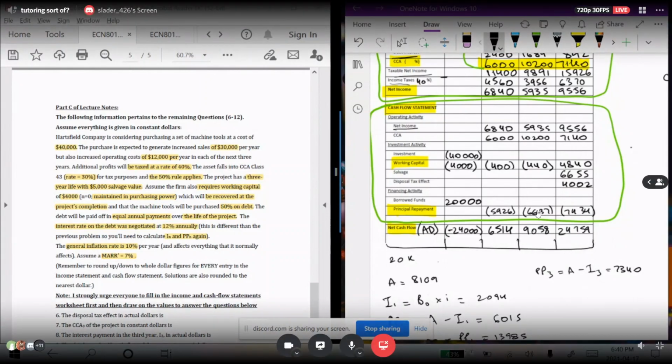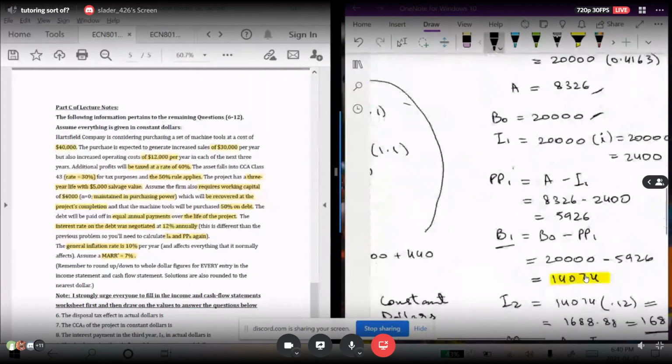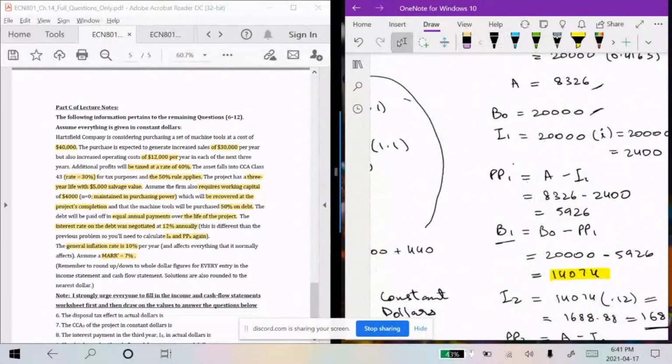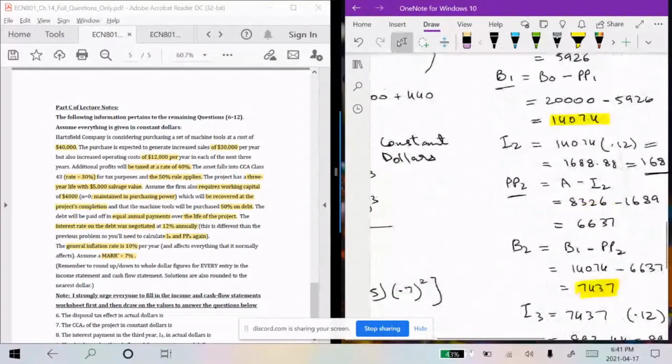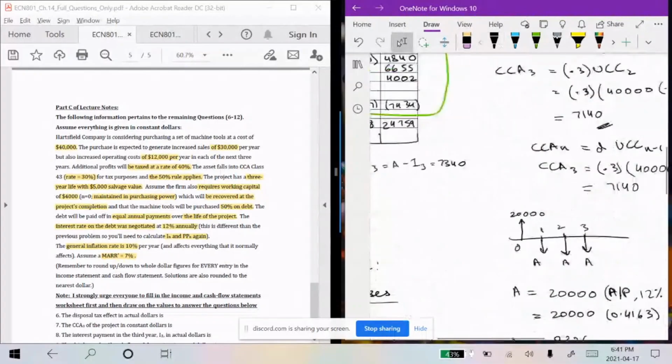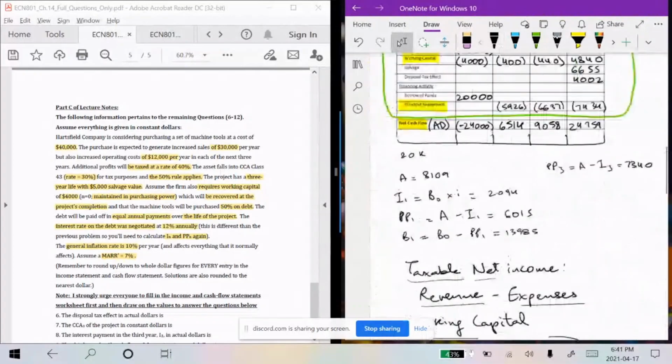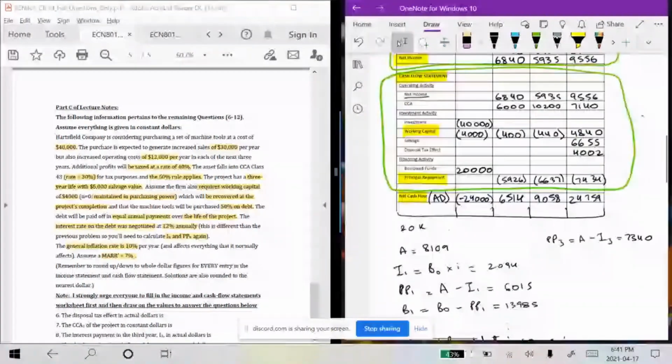By the way, your principal repayment, was that just the PP part? Yeah, it's just the PP. Okay. PP1, PP2, and PP3. So right here, PP1 is 5926, PP2 is 6637, and PP3 is 7434. That's exactly what you copied on here. 5926, 6637, and 7434. Yeah, it makes sense.